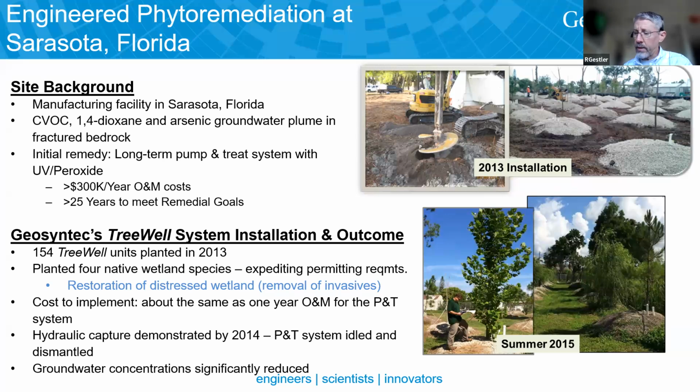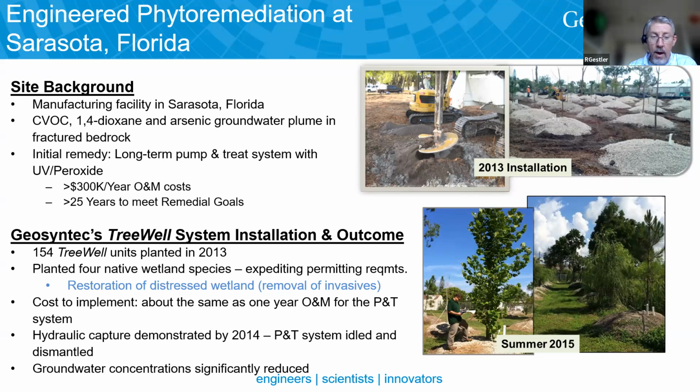So in 2012, we did a focused feasibility study. As a result of that, we went with phyto. Some initial groundwater modeling that I'll discuss in a minute identified that about 150 engineered tree well units could be planted. So that's what we did in 2013. We planted 4 native wetland species. That actually helped to expedite the permitting. The regulators really liked that we were removing non-native Brazilian pepper from this site and planting native wetland plants.